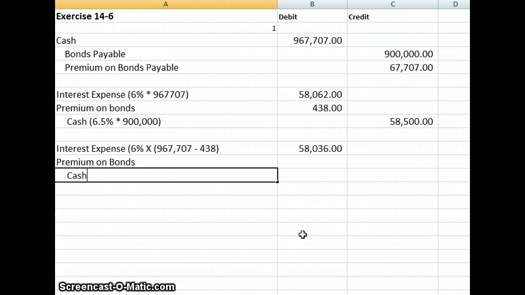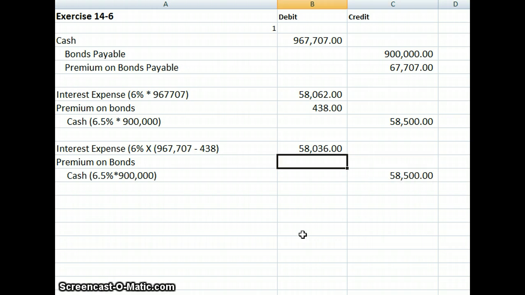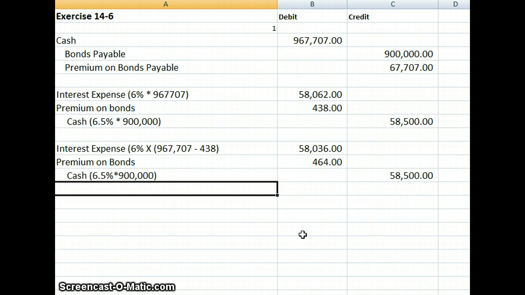My premium on bonds will be next, but we're going to do it the easy way because we can just say cash again is going to be our 6.5% times our face amount, 900,000. Okay, so our bond cash payment remains the same. The amount of bond premium we're going to allocate is the difference between our 58.5 cash interest and our interest expense of 58,062. So we have 438 premium on bonds that we are amortizing.